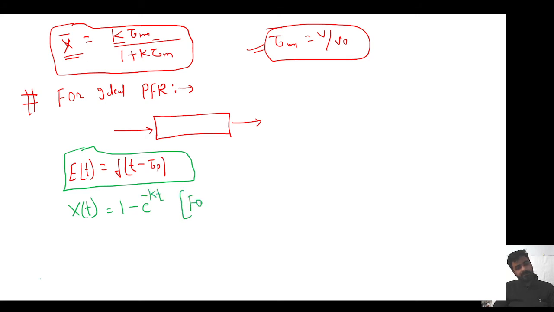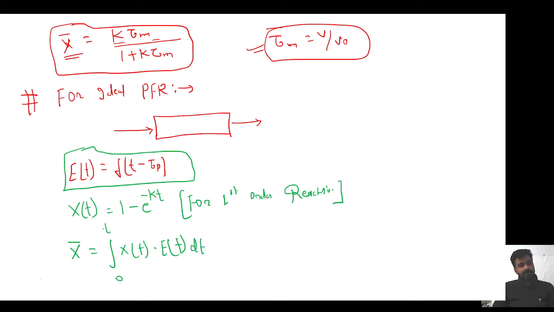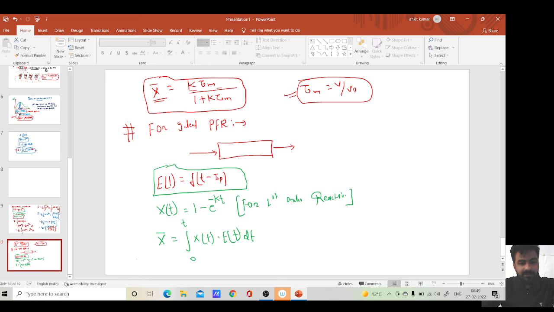For a first order reaction, can I calculate my mean conversion X as the integral of X(t) times E(t) dt, from 0 to infinity? Are you getting it? Yeah, sorry, just wait one second, let me change the slide.